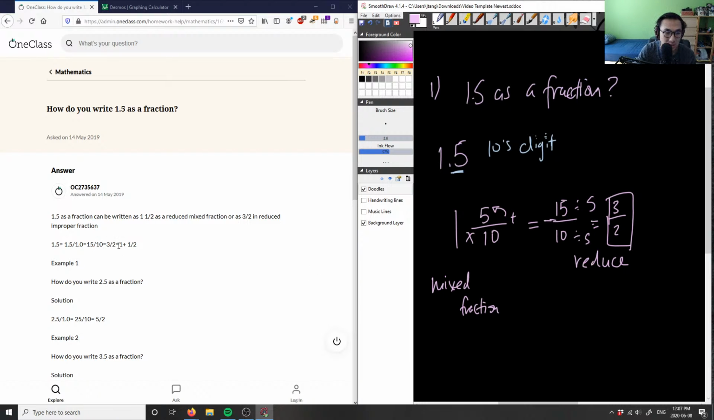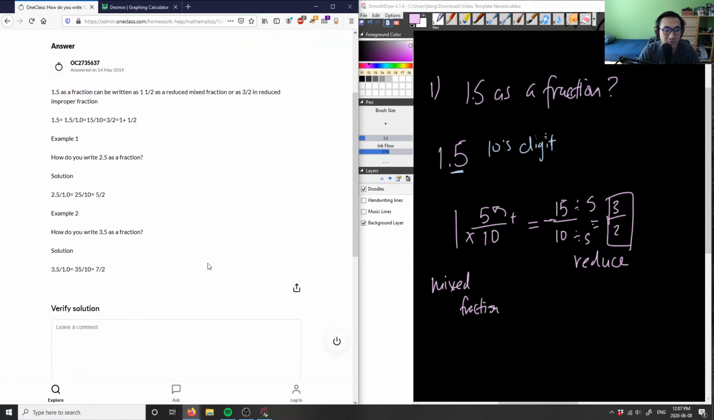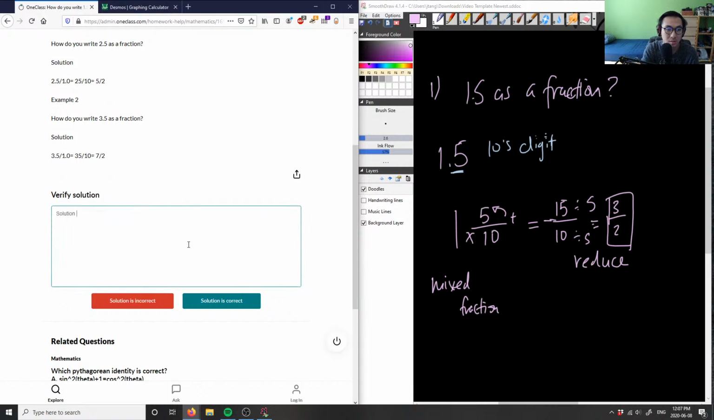So as you can see, this solution is correct because they have 3 over 2, or they can write 1 and 1/2, depending on what fraction they were looking at. In this case, they don't specify if it was a mixed fraction or an improper fraction. So 3 over 2 here would be a valid answer. So the solution is correct.